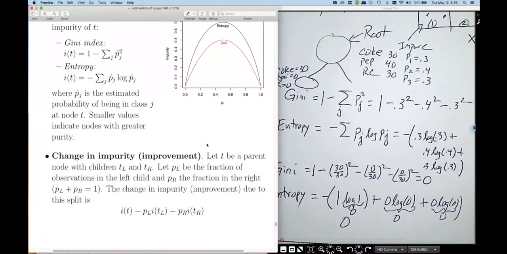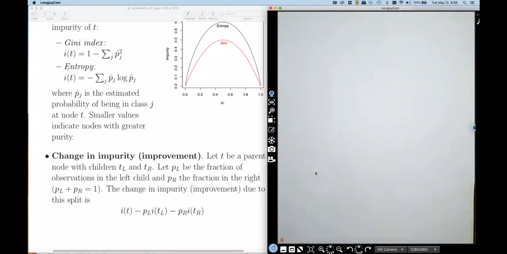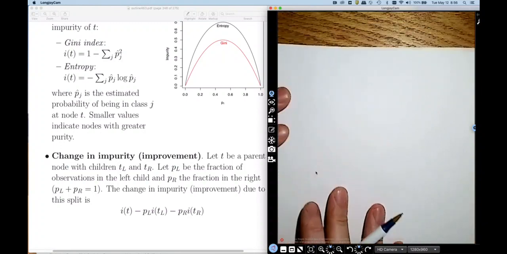So let's say that I have some node and I'm going to split this parent into a left child and a right child. Then I'm going to say P sub L is the fraction of observations that go to the left child, P sub R is the fraction of cases that go to the right child. The change in impurity is simply going to be the impurity of the parent minus the weighted sum of the impurities of the children. So it's very similar to what we were doing with regression trees, but this is slightly more complicated in that I need to worry about the fraction of cases going to each of the two nodes.